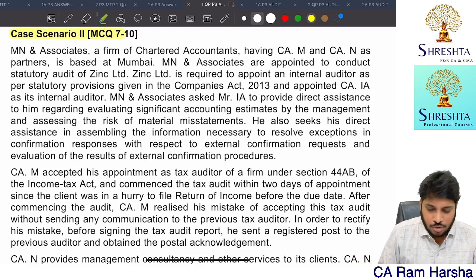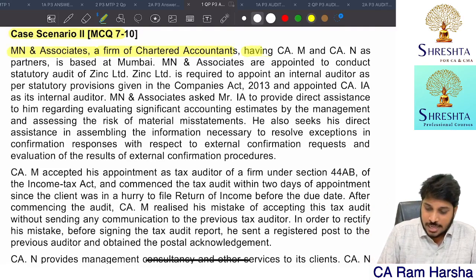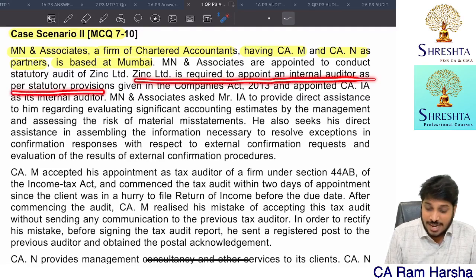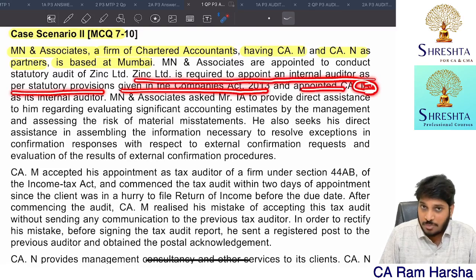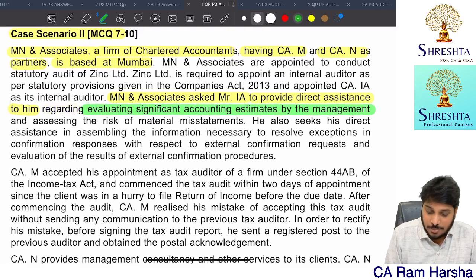Let's look at the case scenario 2, MCQ 7 to MCQ number 10. M&N Associates, a firm of chartered accountants having CIM and CIN as partners, is based in Mumbai. M&N Associates are appointed to conduct the statutory audit of Zinc Limited. Zinc Limited is required to appoint an internal auditor as per statutory provisions given in the Companies Act 2013 and appointed CA IA. IA refers to internal auditor, so they use the same shortcut. M&N Associates asked IA to provide direct assistance regarding evaluating significant accounting estimates by management and assessing risk of MMS.